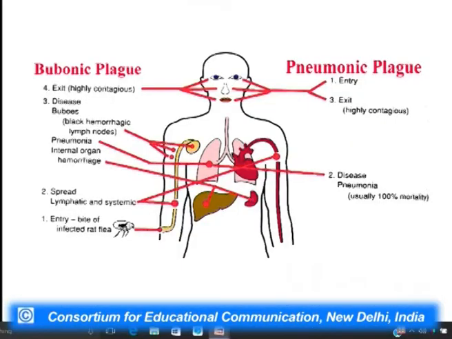If you remember, the bubonic plague is spread because of the rat fleas. The rat fleas feed on the blood of humans. The pathogen of plague enters into the lymphatics and the systemic circulation of the human. It finally causes disease, leading to buboes, which are black hemorrhagic lymph nodes, and pneumonia and internal organ hemorrhage within the human. Finally, it exits by droplet infection, by sneezing, coughing, etc. And as I just said, it is a highly infectious disease.